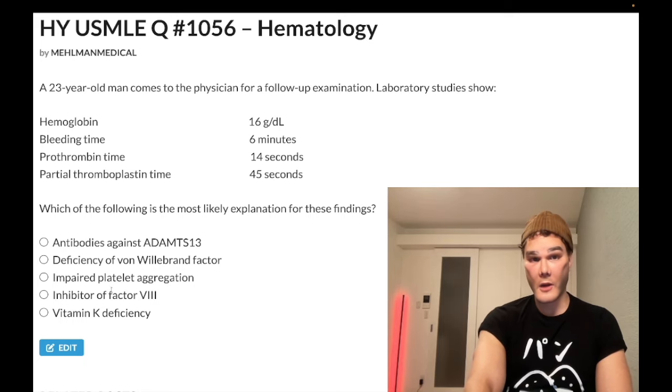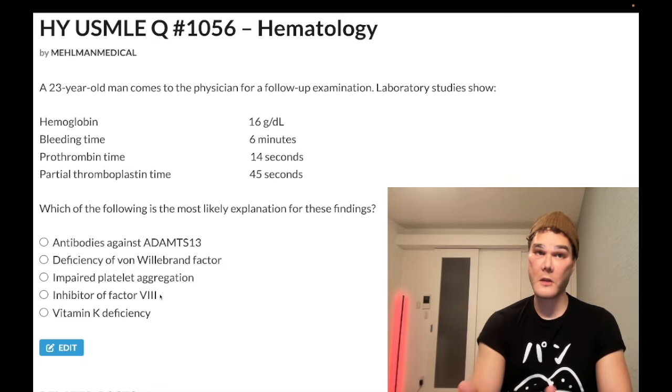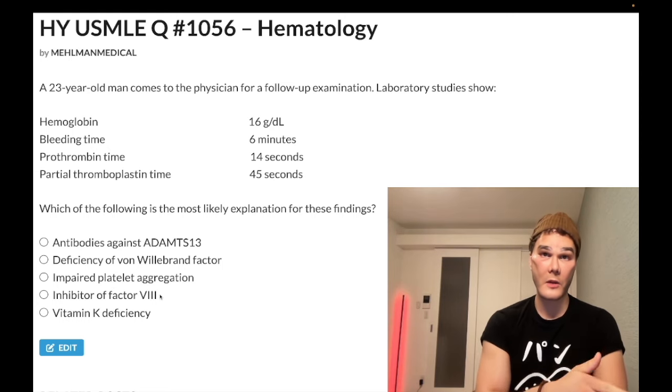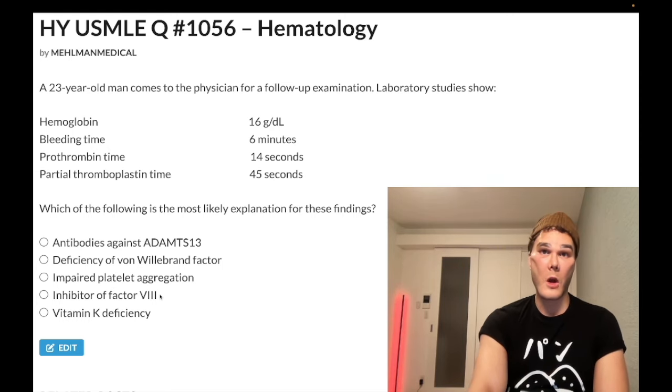Choice D, inhibitor of factor VIII, correct answer. So the diagnosis is hemophilia A. It's X-linked recessive. Hemophilia is A and B, deficiency of factors 8 and 9 respectively. Almost always it's going to be just a mere deficiency of the clotting factor, where you have an isolated increase in PTT as we have here, and it's always going to be a male because we're X-linked recessive. Now, we don't have a deficiency of the clotting factor. We've got antibodies against the clotting factor, which the NBME exam can write as inhibitor of factor VIII.